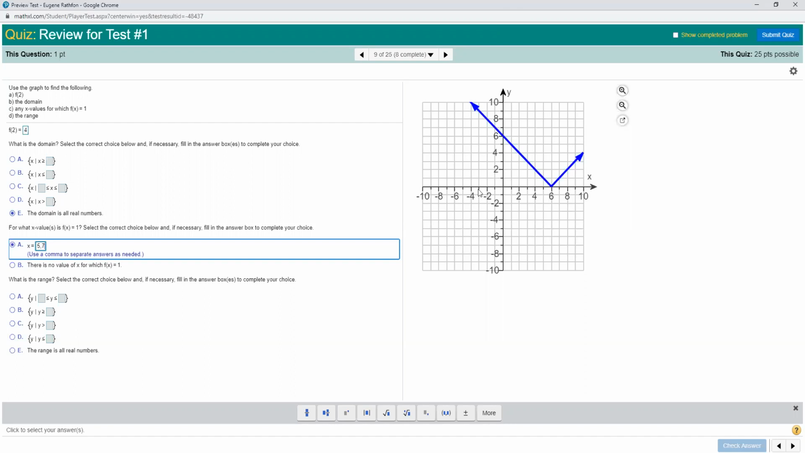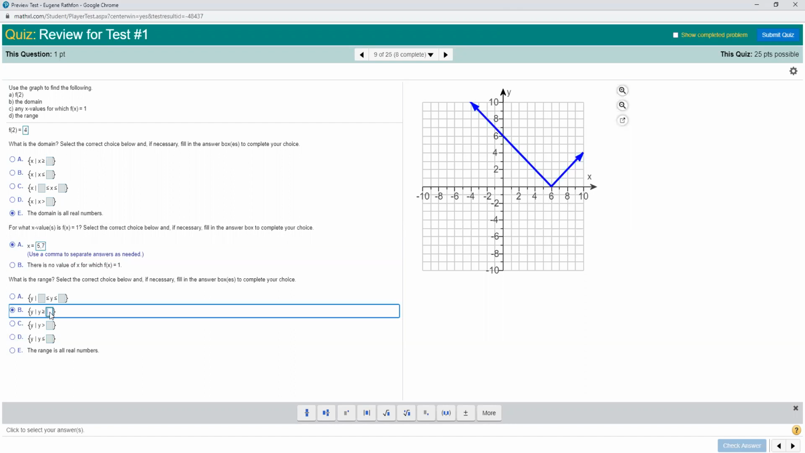Remember, the x-axis is the 0 for the y-axis, okay? So it's going upwards. It's got to be greater than or equal. So I would pick B on that one. And then the smallest y value was a 0 since it was touching the x-axis. All right, y'all, then you would move on to the next.